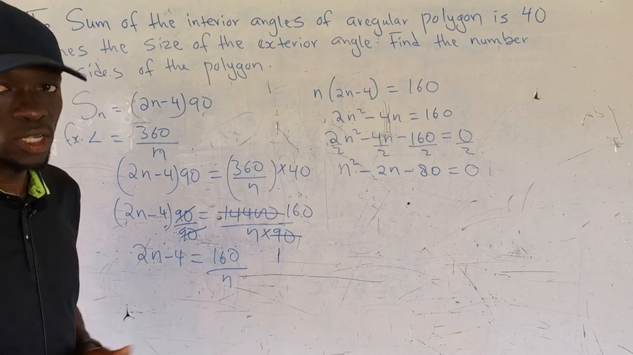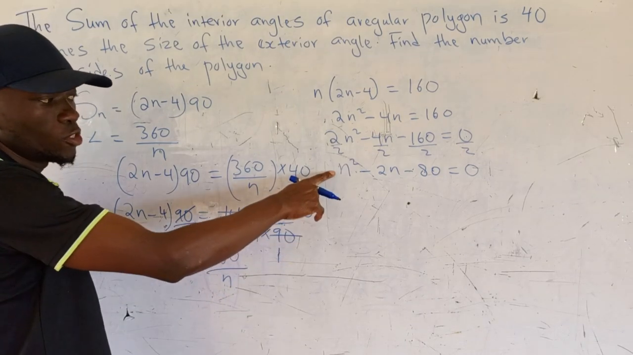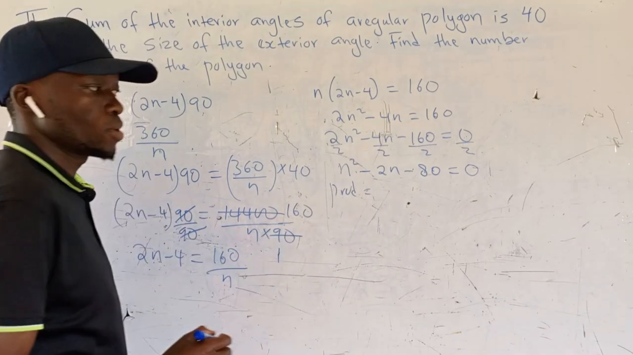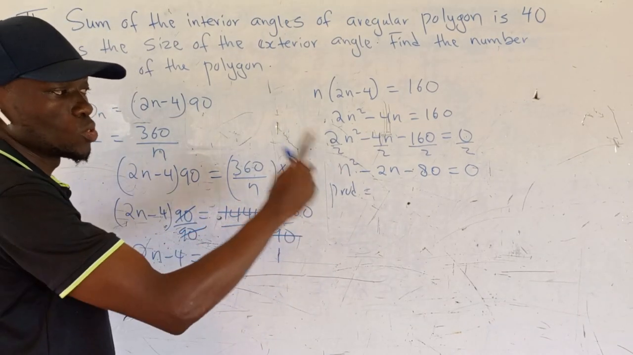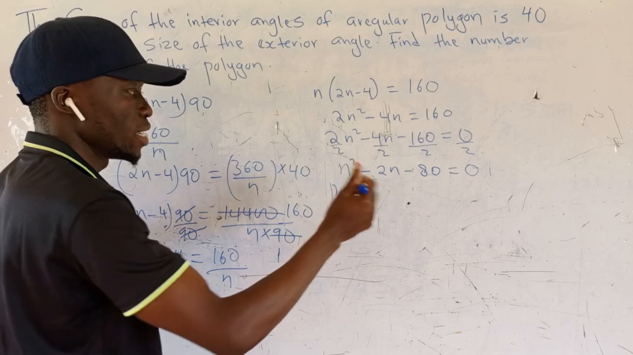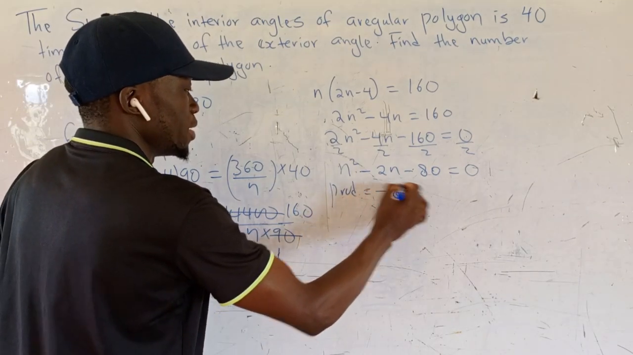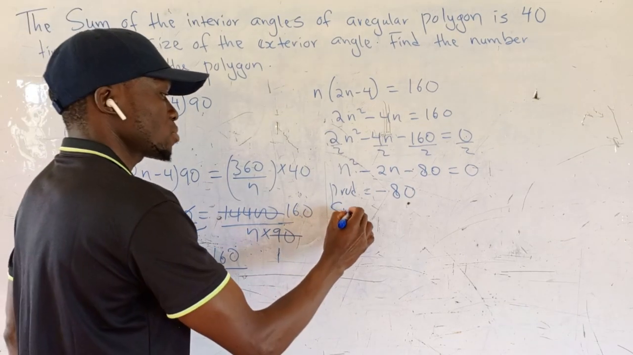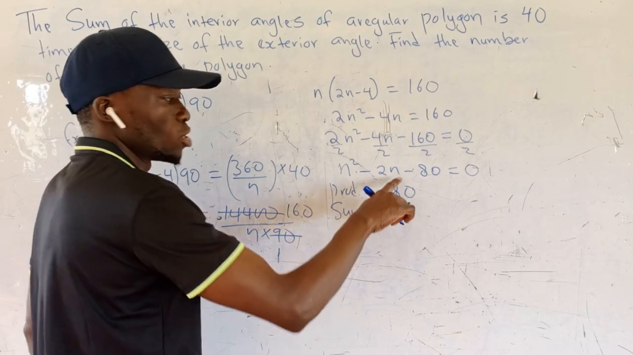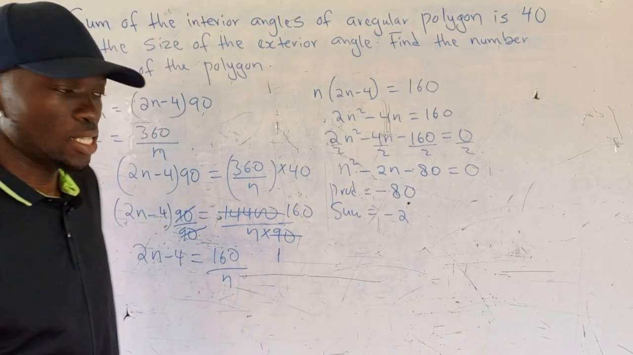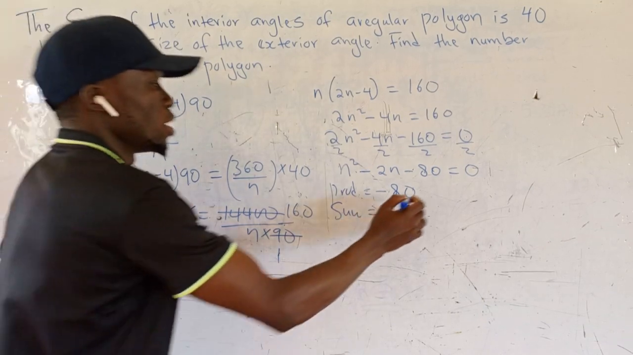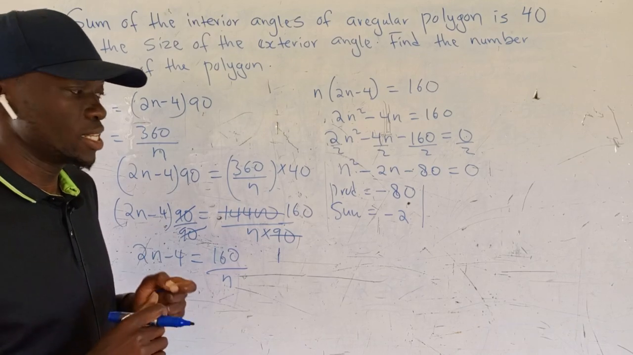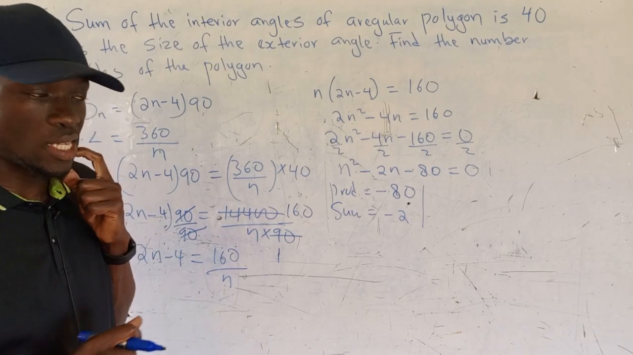Now we can use the factorization method where, if the coefficient of n squared is 1, just look for the product and the sum. The product is the coefficient of n squared, which is 1, multiplied by c, which is negative 80. So this will be negative 80 as your product. Then the sum is simply negative 2, the coefficient of n. Now we look for two numbers that when you multiply them, you get negative 80, and when you add them, you get negative 2.